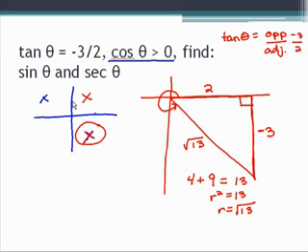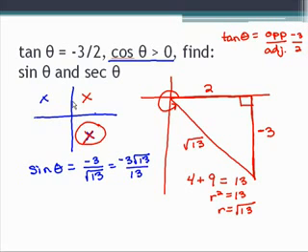It asks specifically for sine. So the sine of the angle is the opposite, so negative 3 over the hypotenuse. And then remember, we would rationalize that: we'd multiply by the square root of 13 over the square root of 13. So I'd get negative square root of 13 over 13.